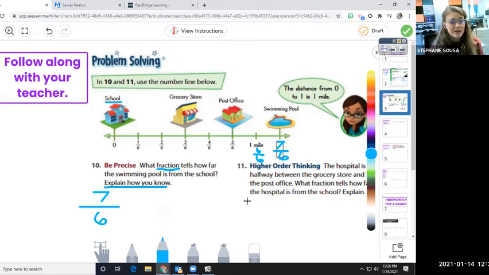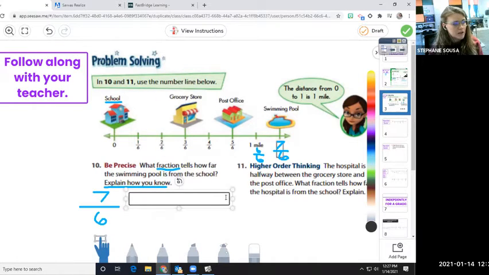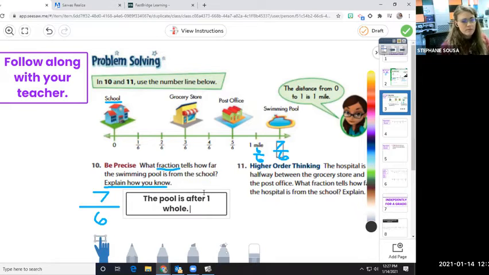We were told to explain. I don't want to write with my finger, so I'm going to add a text box. So the way that I will explain is the pool is after 1 whole.